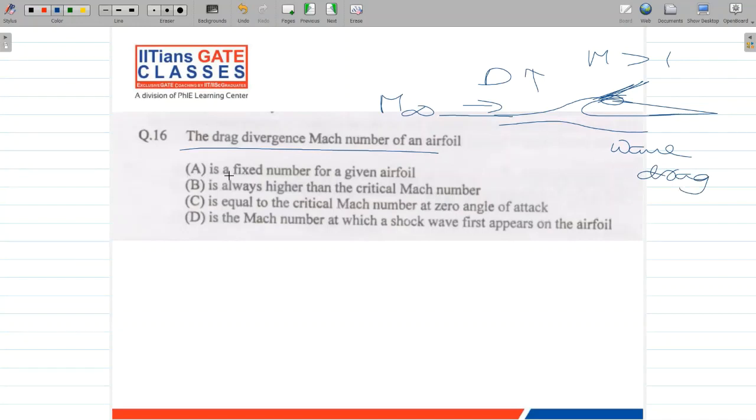Is drag divergence Mach number a fixed number for a given airfoil? Absolutely not. Based upon what the Reynolds number is and what the angle of attack is, it can definitely vary and cannot be given a single number.